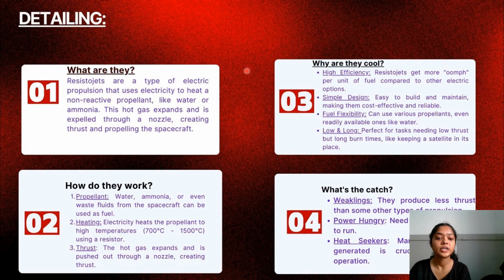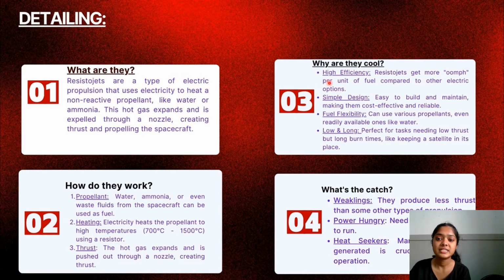The next is the working principle. Basically, we have a propellant, which is either water, ammonia, or even waste fluids from the spacecraft can be used as a fuel. Then heating: electricity heats the propellant to high temperatures, which is around 700 degrees Celsius to 1500 degrees Celsius, using a resistor. Then the thrust: the hot gas expands and is pushed out through a nozzle, creating thrust.